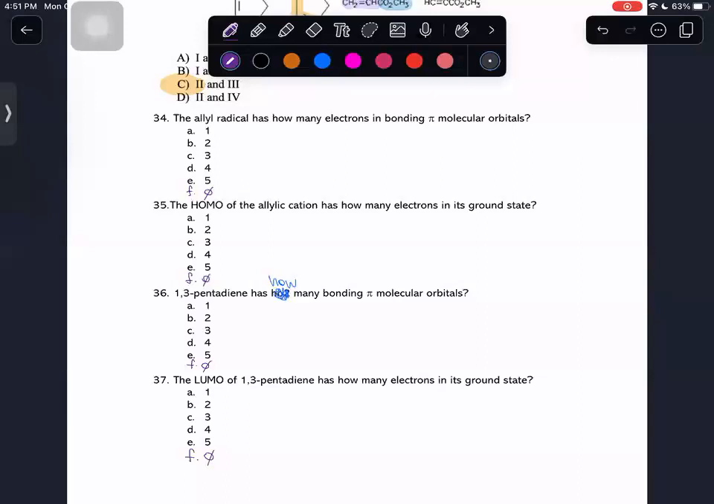Sure, yeah, everything. The whole thing. And also, what's the answer for that one?